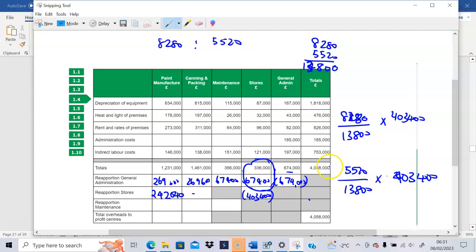403,400. Let me split that up again. 5520 divided by 13,800 times 403,400. That's 161,360. Yes. So that's gone now. Then it's telling me to take this maintenance cost and do the same thing, split that up as well. Let's get rid of that into these two parts. So let's see how it wants us to do that.